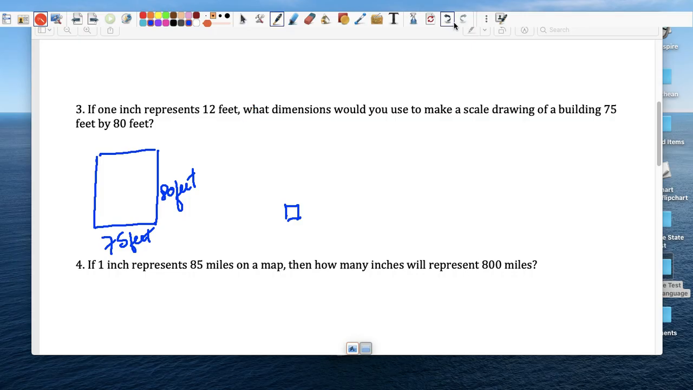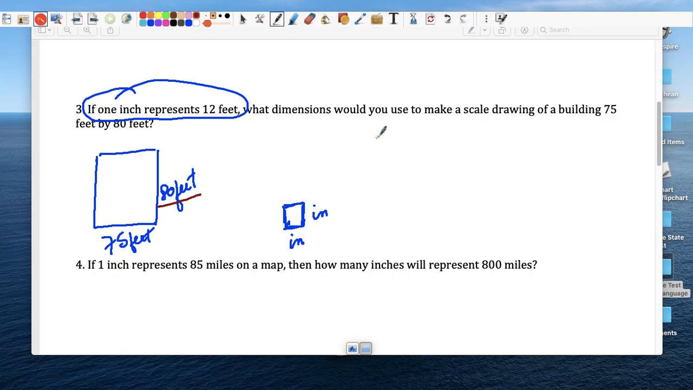So we want to find out in their drawing notebook what the dimensions would be in inches. How many inches is that? You have to figure out what 80 feet would be in inches and 75 feet in inches using this particular scale right here. So let's do 80 feet first. 80 feet in our drawing notebook would be equal to how many inches?